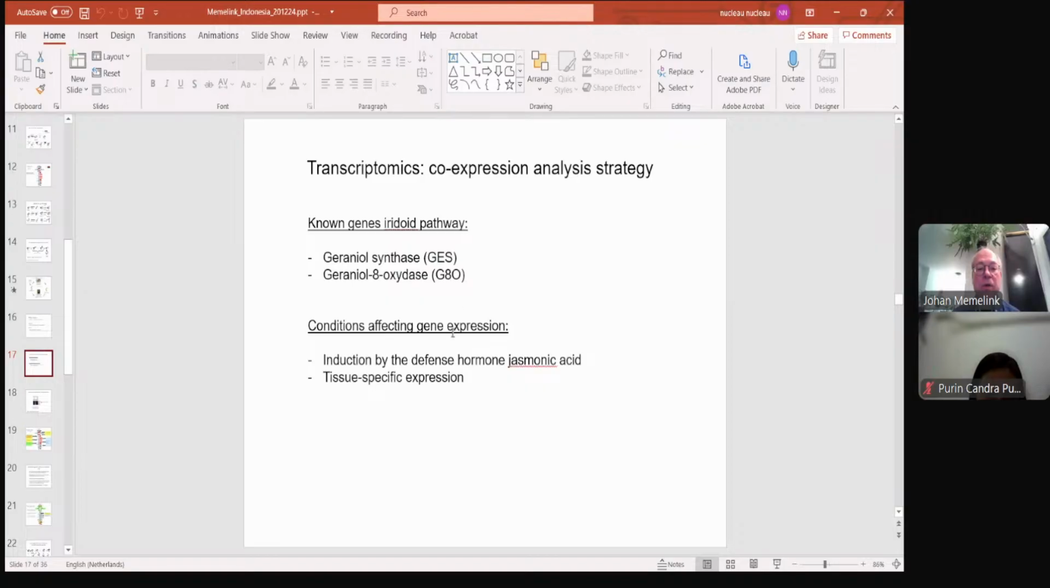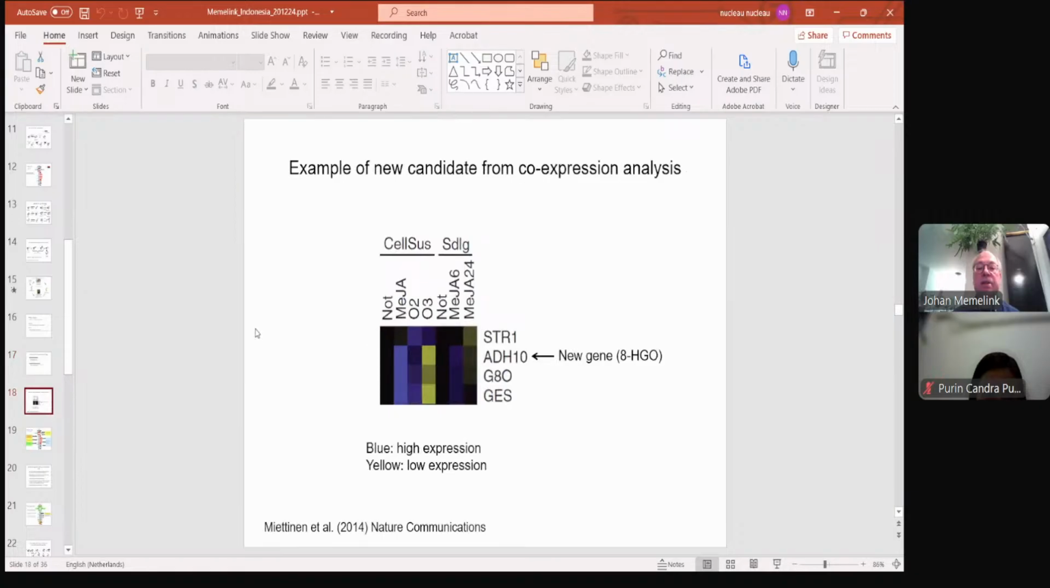So for these conditions, we had expression databases. And just to show you an example for one of the new enzyme candidates that we found, here you see an expression pattern in different types of tissues. So the tissues are indicated at the top. So there's several cell suspension types, and there's several seedling types that were treated with jasmonic acid. And the level of expression is indicated by the color. So blue is high expression and yellow is low expression.